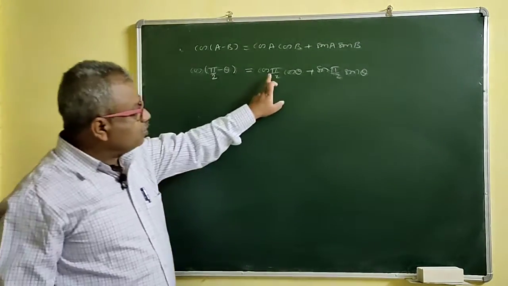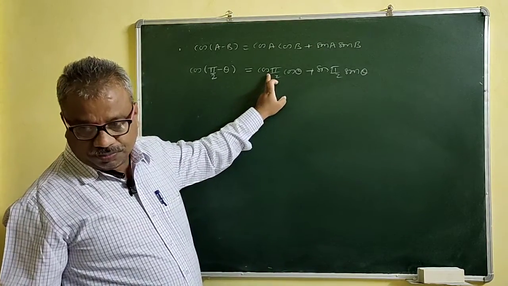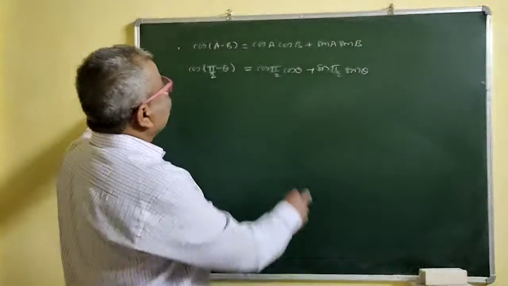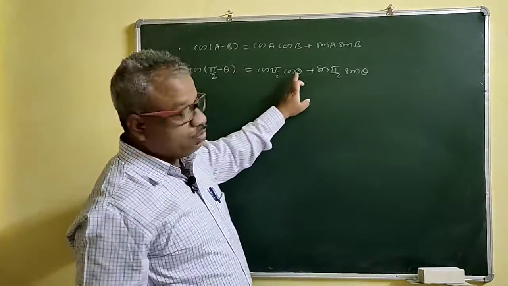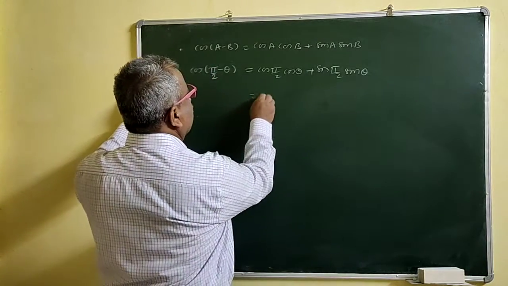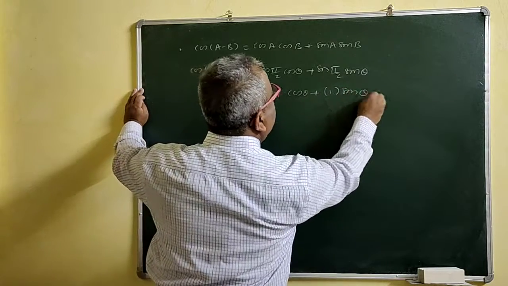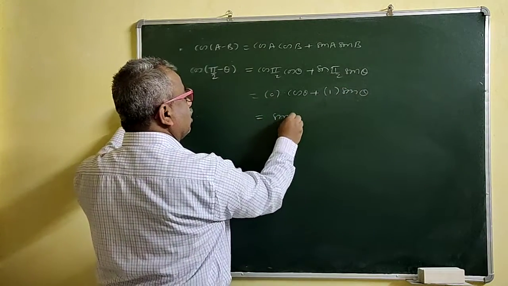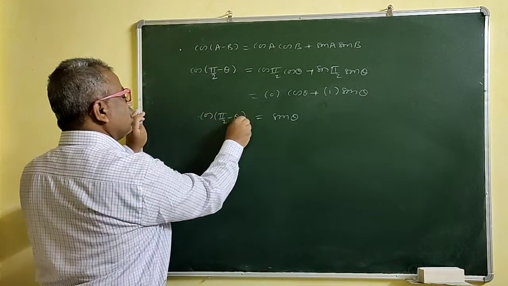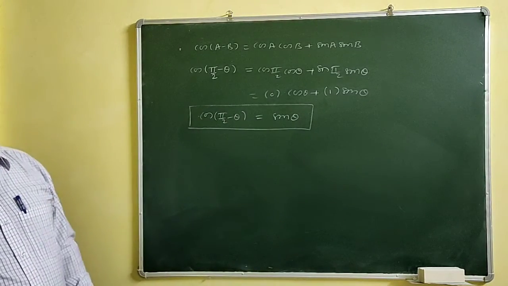Now put the value of cos pi by 2. You know the value of cos pi by 2. Your cos pi by 2 is 0, and sin pi by 2 is 1. So this is equal to 0 into cos theta plus 1 into sin theta. So this will be what then? Sin theta. So we get a new formula: cos of (pi by 2 minus theta) is equal to sin theta.